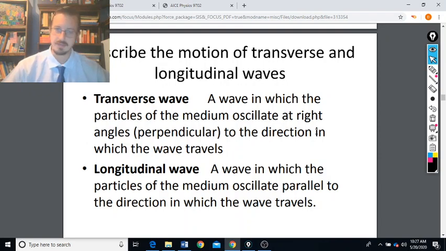Here's a good textbook definition to have in mind when you're thinking about transverse and longitudinal waves. And so the definitions, the explanations I just gave, you can see spelled out in words here.